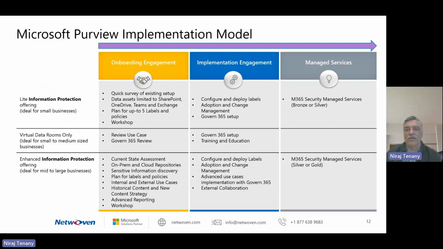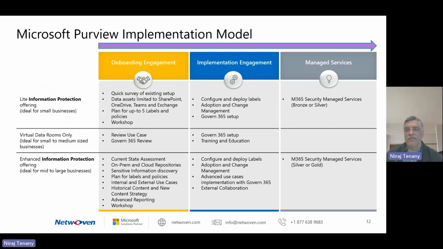Once you're done with your initial onboarding engagement, you do what's called the implementation engagement. If you're a small to medium-sized company, you can do an implementation where we come in and configure and deploy your labels. We help you with some adoption and change management. And if you have a use case or two, we'll help you set up Govern 365, although Govern 365 is not needed there. If you're a larger company, you configure and deploy labels and do the adoption change management. This is where Govern 365 comes into the picture, because often a larger organization has advanced use cases that it wants to deal with.